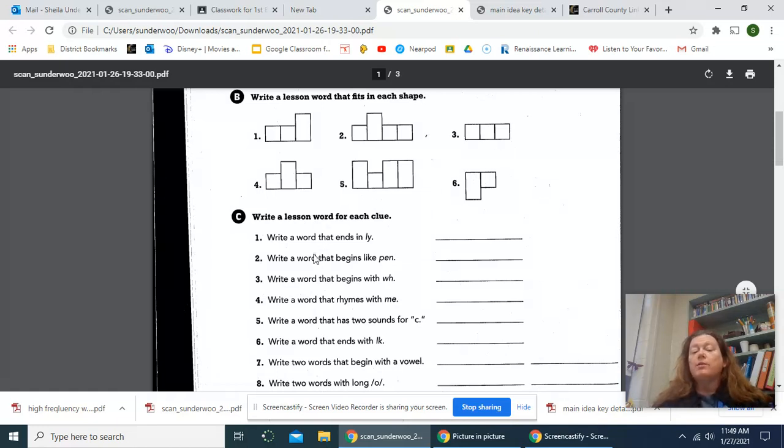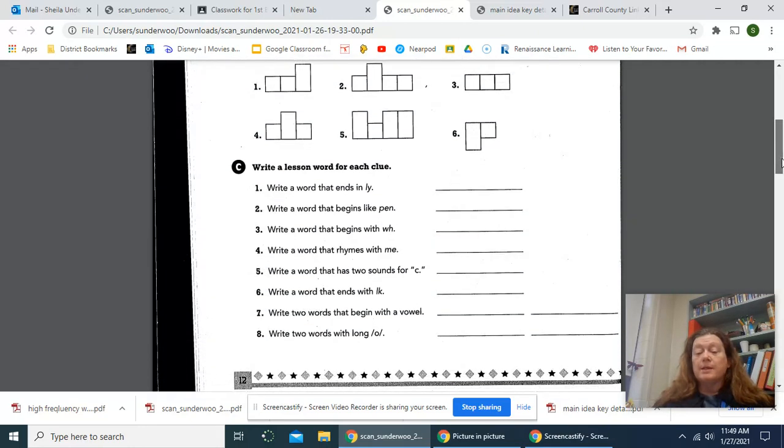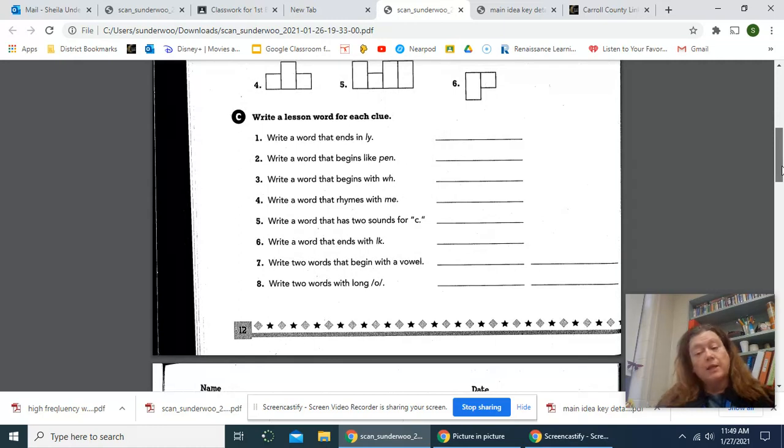Then this is going to give you clues related to the words. Write a word that ends in ly, write a word begins like pen, and you're going to write those words down here. Spelling is going to count. The words are on the page, so there is no reason for you to misspell them.